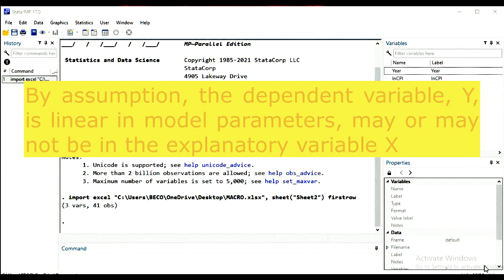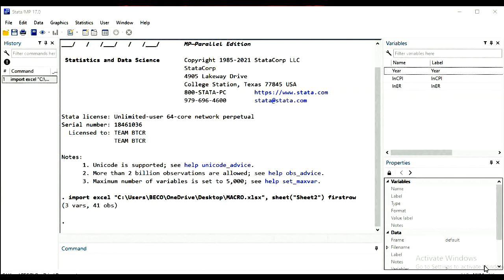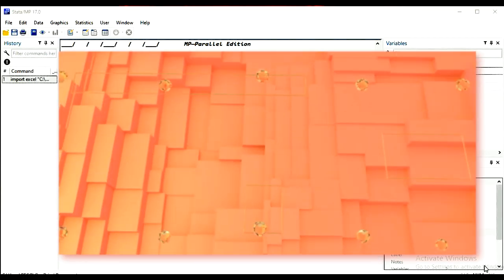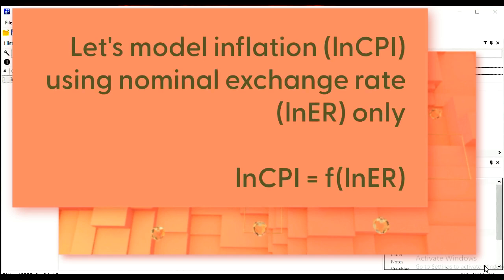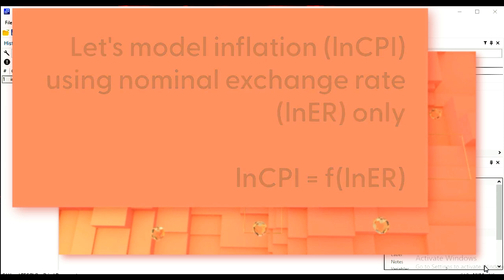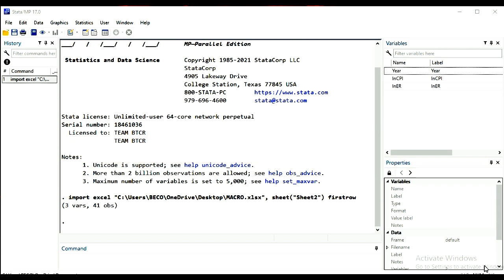Let's keep the intuition simple by naming two variables. Consider modeling inflation that's proxied by the natural logarithm of consumer price index in terms of the nominal exchange rate, which is also proxied by the natural logarithm of the nominal exchange rate for a given economy. The simple linear regression model relating the two variables can be specified as follows.